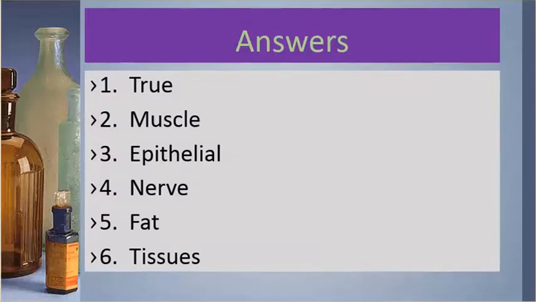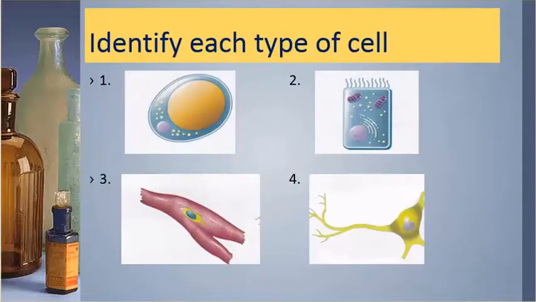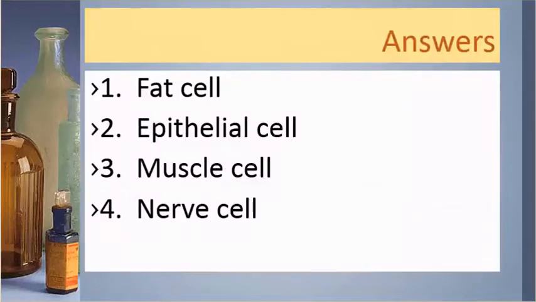Number 1 was true, number 2 is muscle, number 3 is epithelial, number 4 is nerve, number 5 is fat, number 6 is tissues. Identify each type of cell. Number 1 is fat cell, number 2 is epithelial cell, number 3 is muscle cell, number 4 is nerve cell.